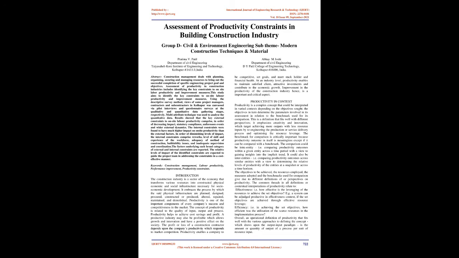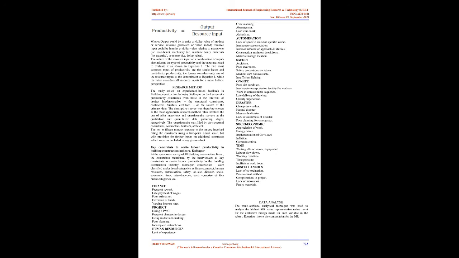Productivity in context. Productivity is a complex concept that could be interpreted in varied contexts depending on the objectives sought. The objectives in turn determine the parameters involved in its assessment in relation to the benchmark used for its comparison. This is a definition that fits well with different perspectives. It emphasizes creativity and innovation, which target achieving more outputs with fewer resource inputs by re-engineering the production or service delivery process and optimizing the resource leverage.